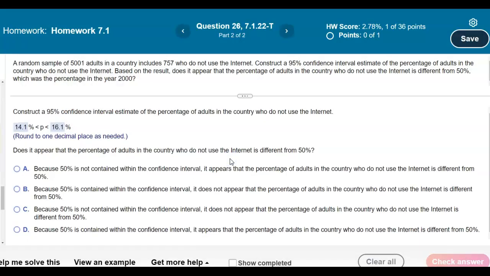Okay, now the next question says, does it appear that the percentage of adults in the country who do not use the internet is different from 50%? Well, we need to ask ourselves, is that number, 50%, contained within this interval? Well, this interval goes from 14.1 to 16.1, which is smaller than the 50%, and it's not contained.